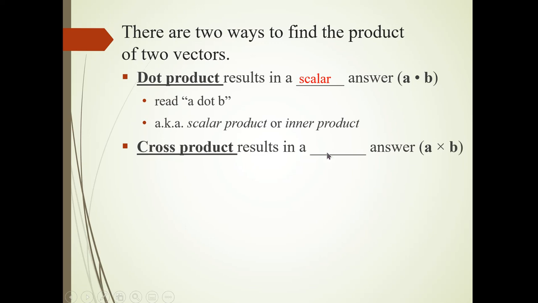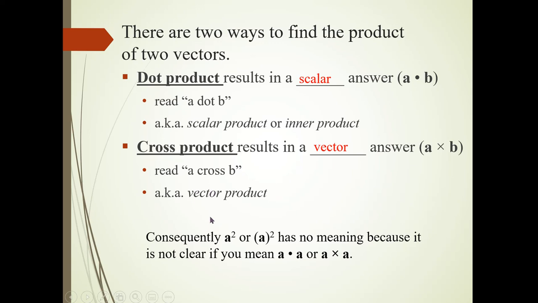The cross product results in a vector answer, and we represent a cross product with an X there, so it's sort of like a cross. That is read as A cross B, and it's also sometimes called a vector product. In this class, we are not going to be doing the vector product, only the dot product. Consequently, because there are two different ways to find the product of two vectors, you would never represent the square of a vector like this with the a squared or the parentheses, because it's not clear if you mean a dot a or a cross a.